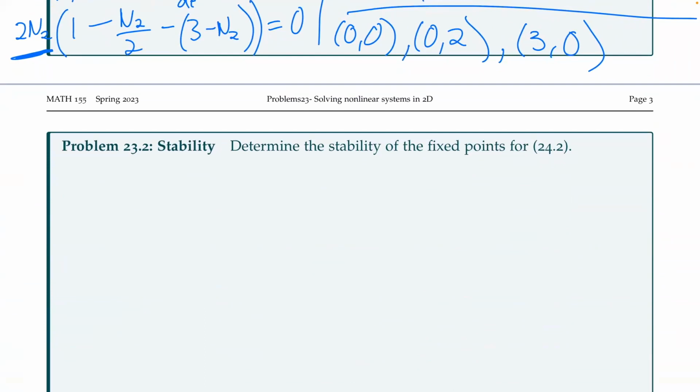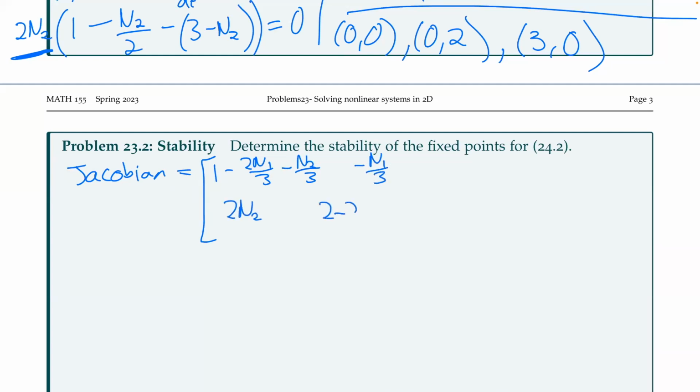Okay, so let's think about stability. Remember, we calculate our Jacobian. In this case, as this is a matrix of partial derivatives, I'm just going to write this down. It should be relatively straightforward, but we have 1 minus 2n1 over 3 minus n2 over 3, minus n1 over 3, 2n2, and 2 minus 2n2 minus 2n1. Hopefully I've not made a mistake there.